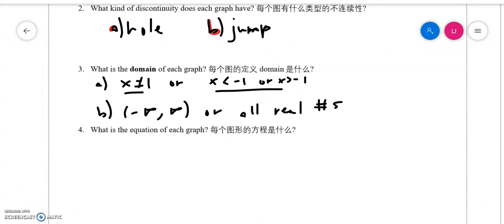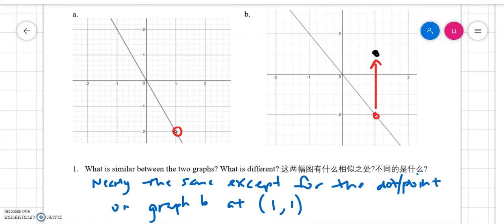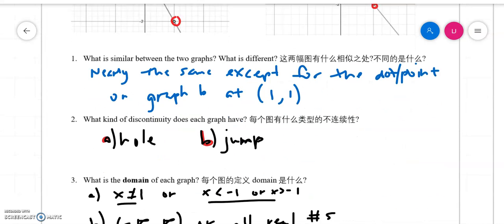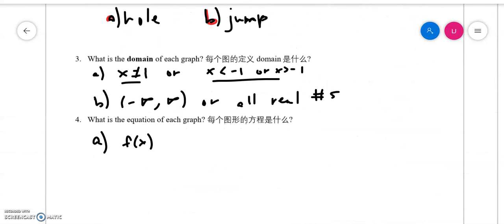All right, so now let's write the equations of these graphs. For A, now remember, both graphs basically look the same. They're both basically lines, and they would be lines if it wasn't for this hole. So for graph A, you can pretty much write the equation like that.